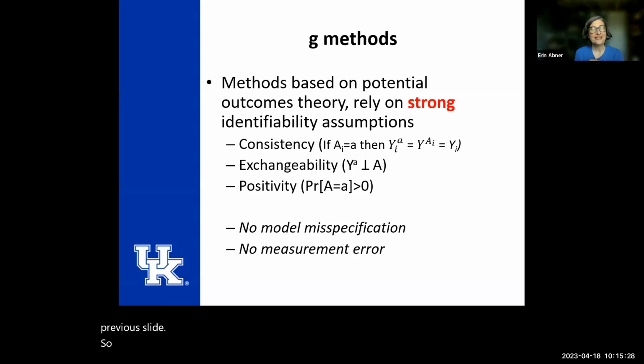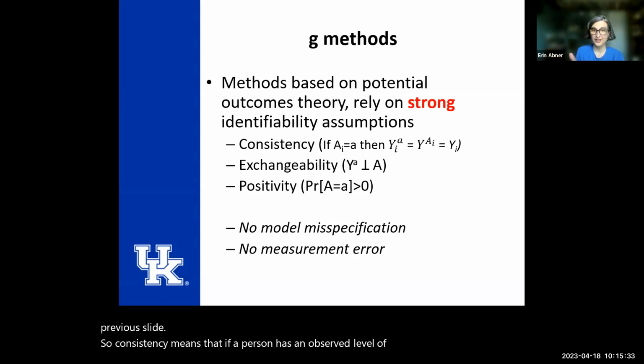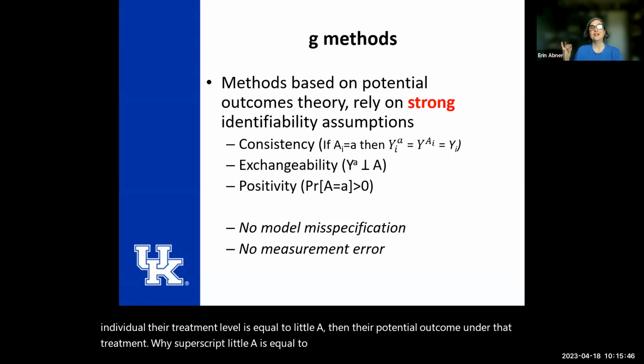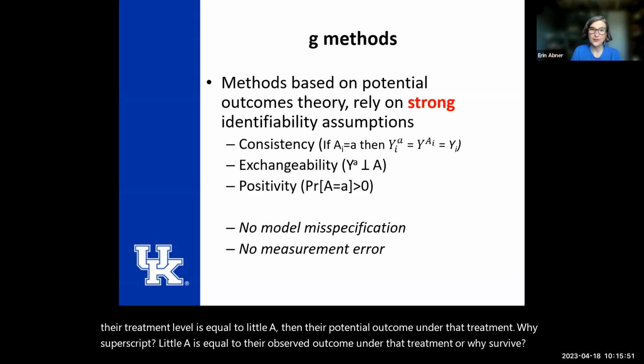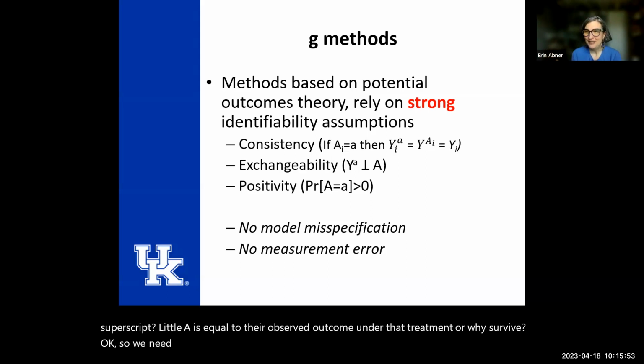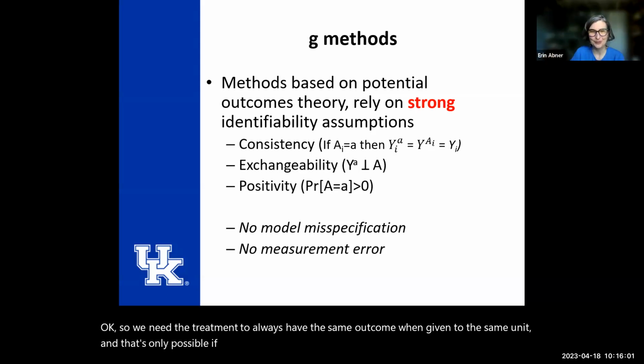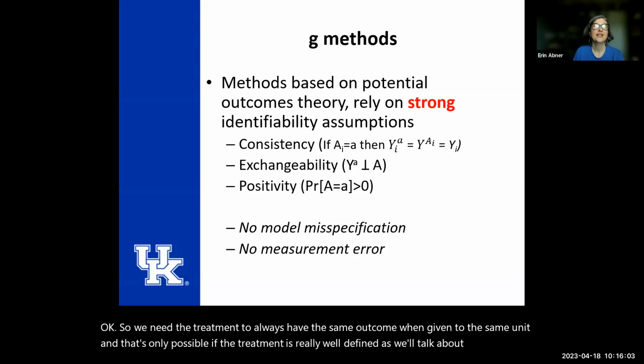So consistency means that if a person has an observed level of treatment, so the ith individual, their treatment level is equal to little a, then their potential outcome under that treatment, Y superscript little a, is equal to their observed outcome under that treatment, or Y sub i. Okay, so we need the treatment to always have the same outcome when given to the same unit. And that's only possible if the treatment is really well defined, as we'll talk about more later.